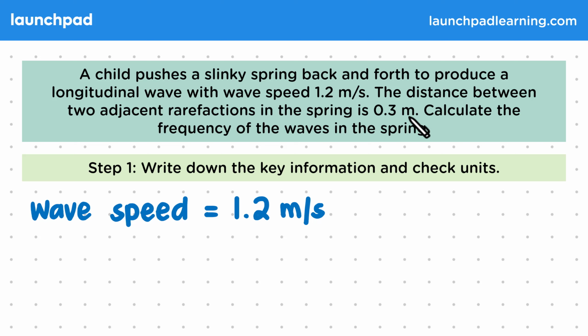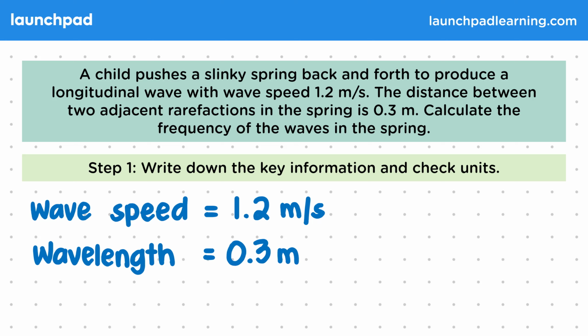The distance between rarefactions is the easiest way of measuring the wavelength of a longitudinal wave, similar to measuring the distance between two peaks on a transverse wave. So this is telling us that the wavelength is 0.3 meters. Both of these are in standard units, so there's no need for conversions. Now we need to use this information to find the frequency of the waves.